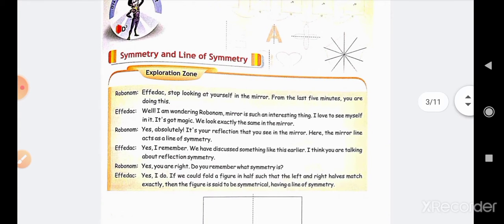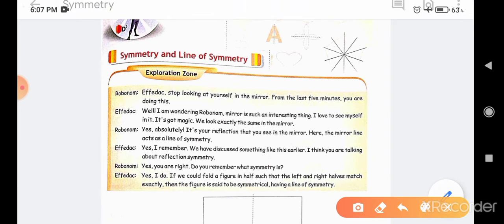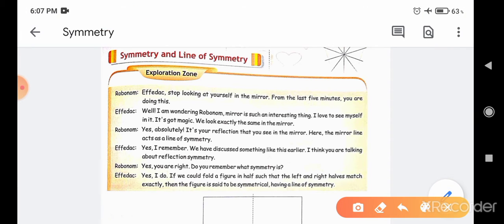There is symmetry and line of symmetry. So what is symmetry? The word symmetry means if we could fold a figure in half such that the left and right halves match exactly, then the figure is said to be symmetrical, having a line of symmetry.